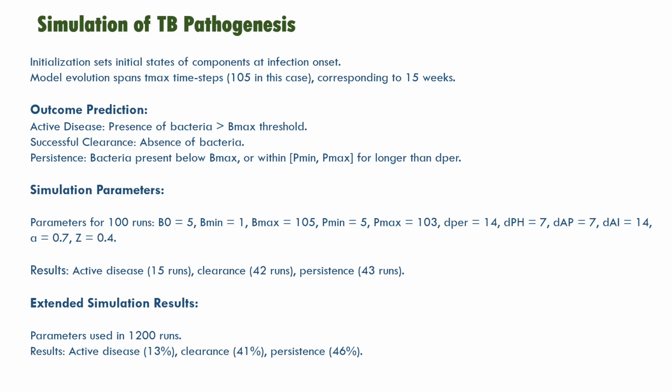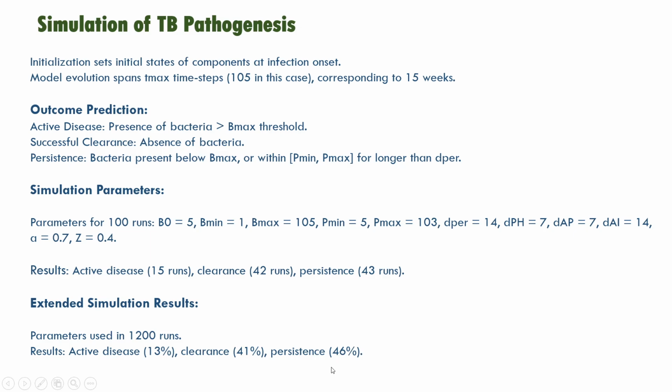These are the different parameter values that they have used for simulation, and these are the results they've got. Active disease for 15 runs, clearance for 42 runs, and persistence for 43 runs out of the total 105. The extended simulation results are that the parameters were used in 1200 runs, which gave a result of 13% active disease, 41% clearance, and 46% persistent.